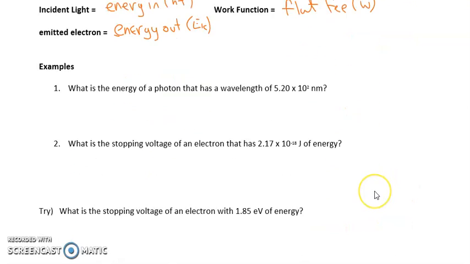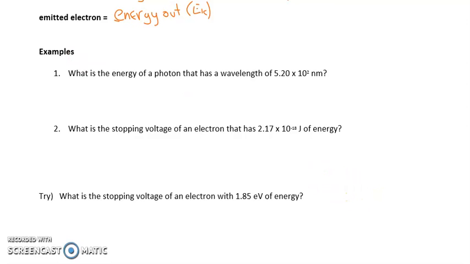So let's take a look at a couple of examples before you try one. Okay, the first one here, the energy of a photon with the wavelength of 5.20 times 10 to the 2 nanometers. That translates to 5.2 times 10 to the negative 7 meters. Now, because we have this in wavelength, instead of using hf, we're going to use hc over lambda. We've done this before. But if you wanted this in electron volts, you're going to use 4.14 times 10 to the negative 15 electron volt seconds. That's also on your formula sheet.